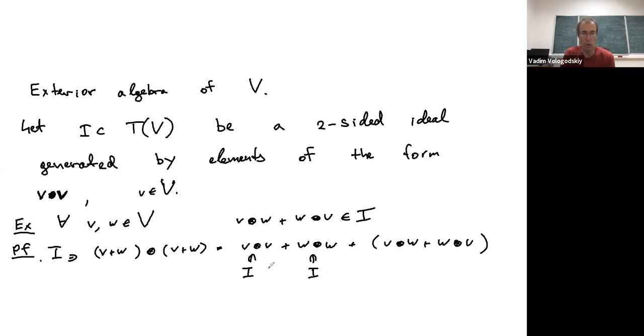The ideal is closed under multiplication by -1 and under addition, and therefore it's closed under subtraction. So if I take this element which belongs to the ideal and subtract this sum, I still get an element of the ideal. So it means that this element, this sum here, belongs to the ideal. Okay?